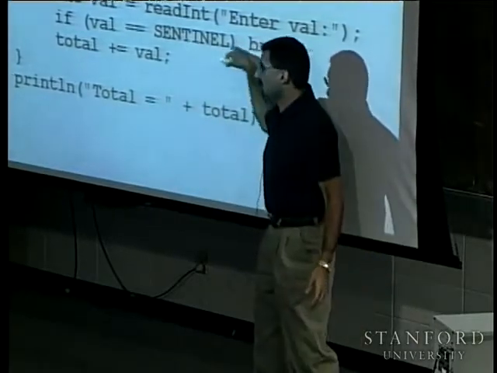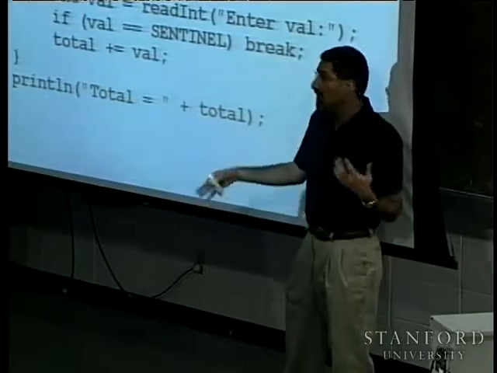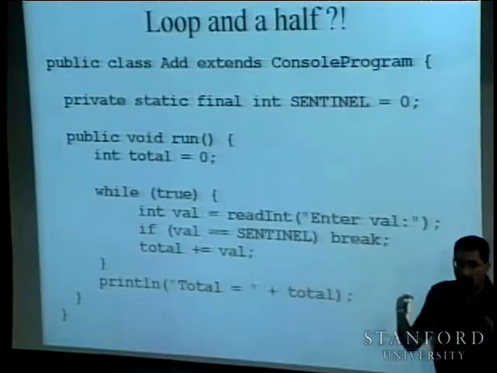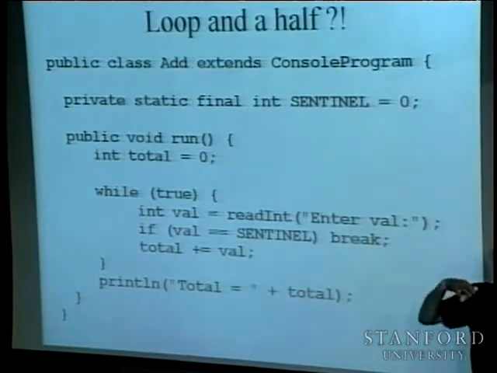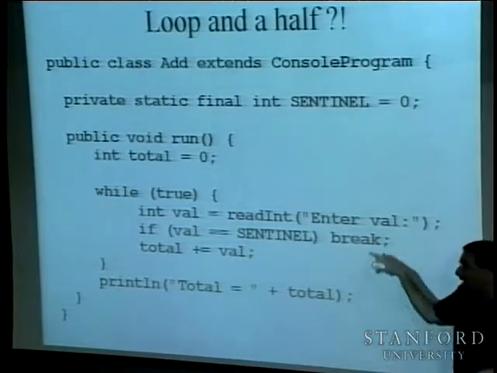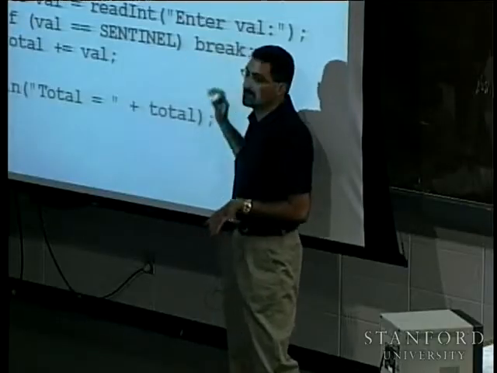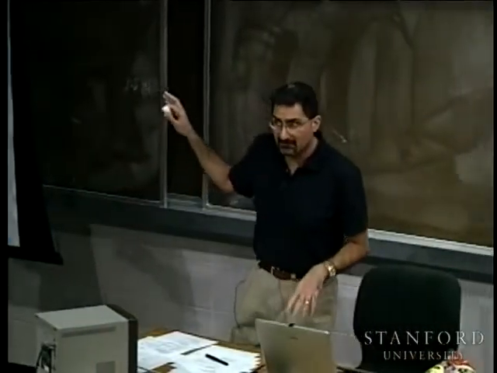If there's only one place you see a break, then there's only one condition you need to check to break out of the loop. If you have multiple statements, multiple if, blah, blah, blah, break in your loop, that means the programmer has to keep track of multiple possible places you could have broken out of the loop in their head, and that gets pretty dicey. So you generally want to avoid that. Okay? So any questions about the loop and a half?